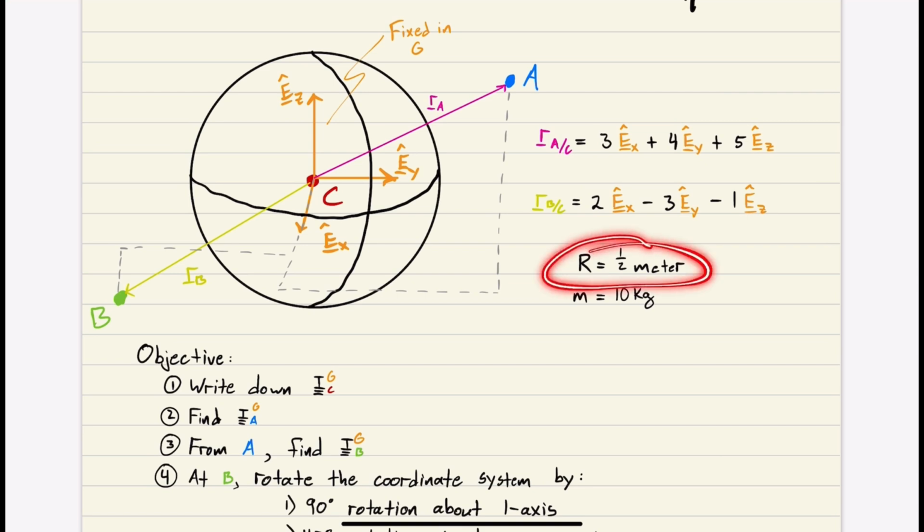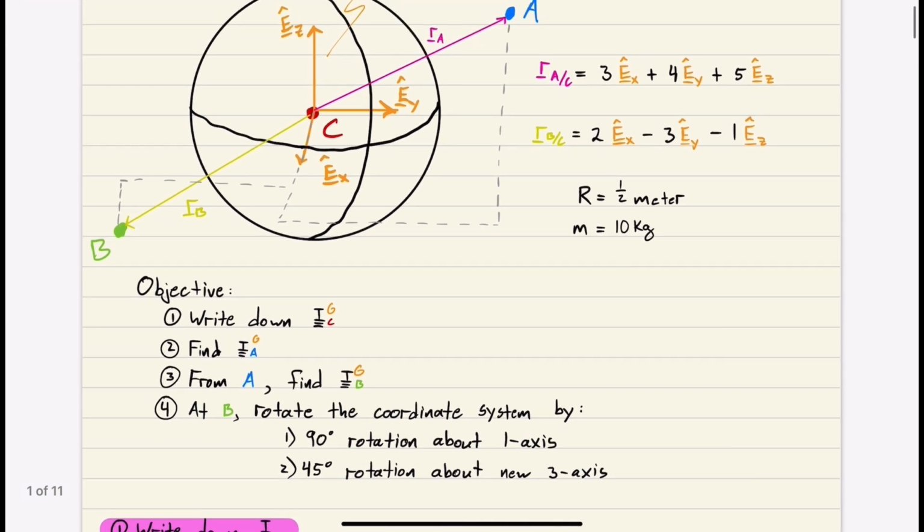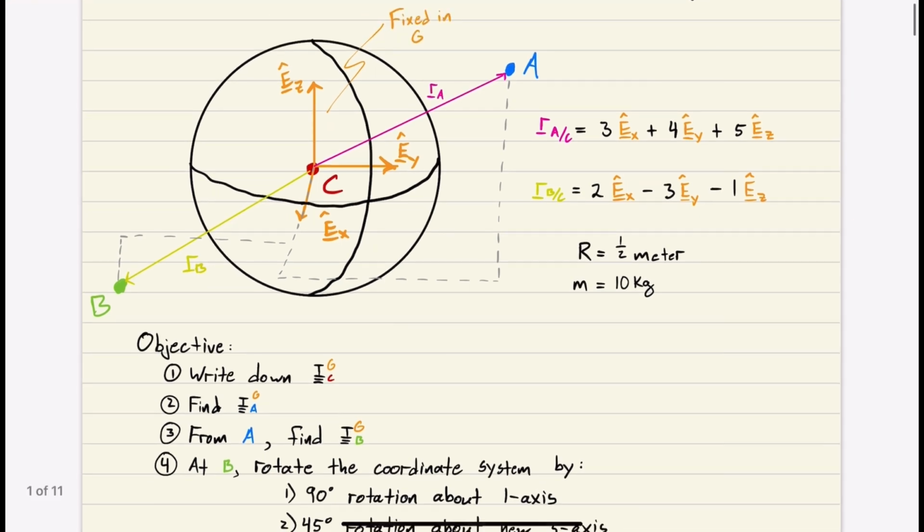The radius of our sphere is 0.5 meters, and the mass of our sphere is 10 kilograms. Objective. So first we want to write down the inertia tensor matrix at point C in basis G. Then we want to find the inertia tensor matrix at point A, represented in G. And then from A, so assuming we only have information of the inertia tensor matrix at A, represented in G, we want to find the inertia tensor matrix at B, represented in G, right?